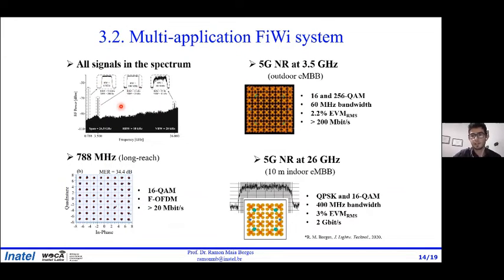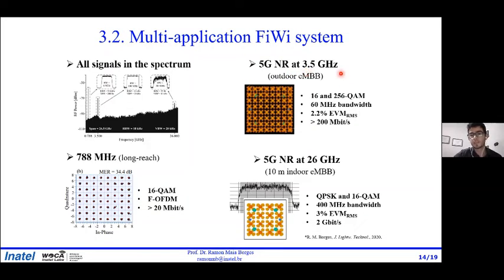This here is the electrical spectrum for the 3 RF-driven signals transmitted simultaneously. So one can observe the lower frequency for long range. One can observe the 3.5 gigahertz signal, and here the 26 gigahertz signal. For long reach, we have obtained a constellation with 16-QAM, OFDM, and a throughput of 20 megabits per second.